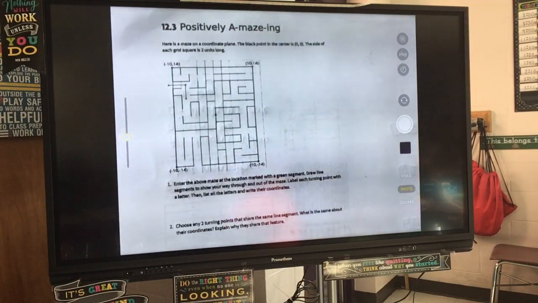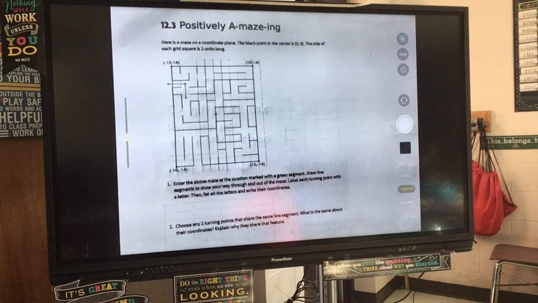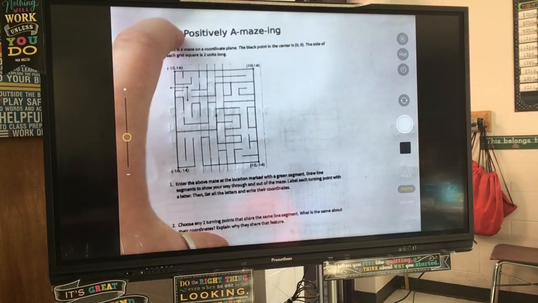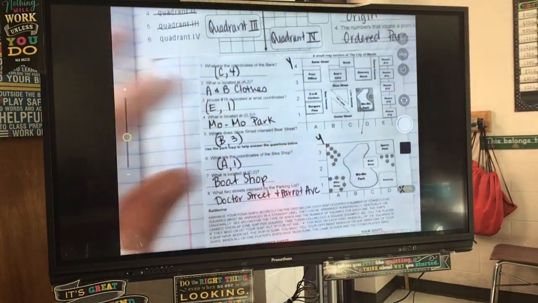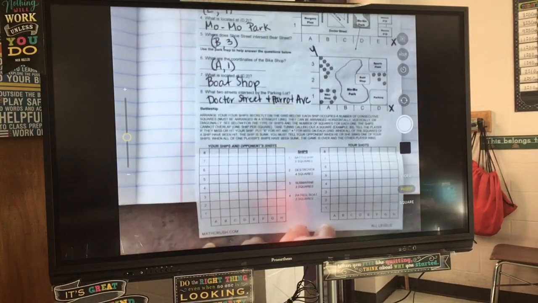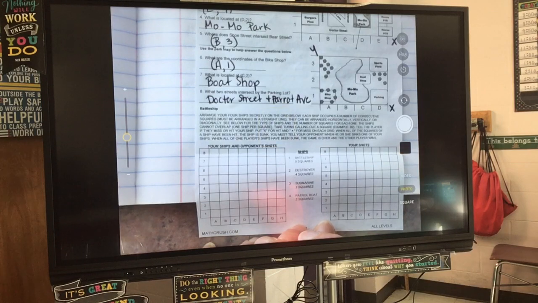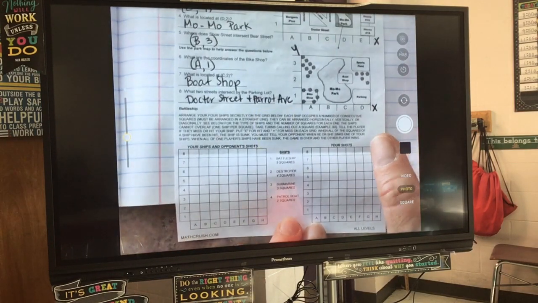All right, I totally forgot about this this morning. So before we move into this, because this is going to be an independent activity, go back to your battleship page. You are going to get about 10 minutes to play this battleship game.